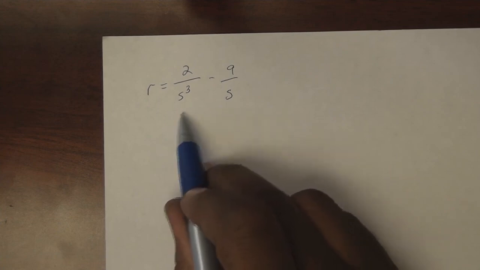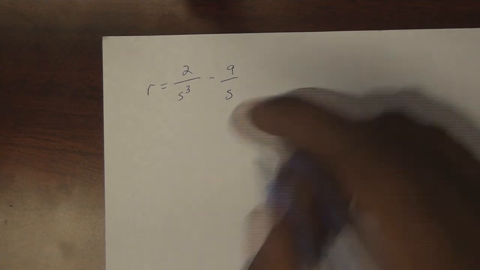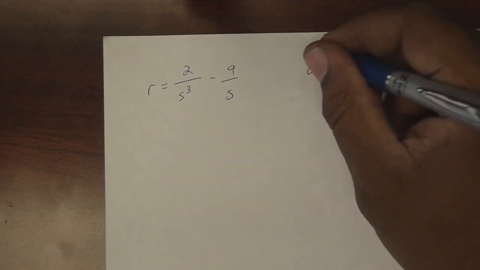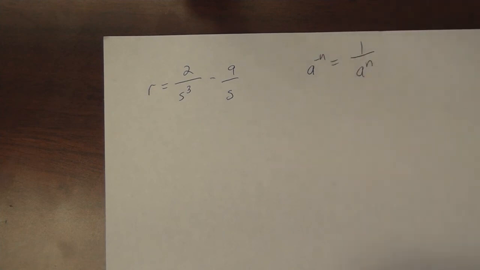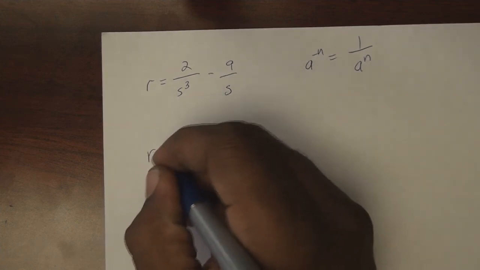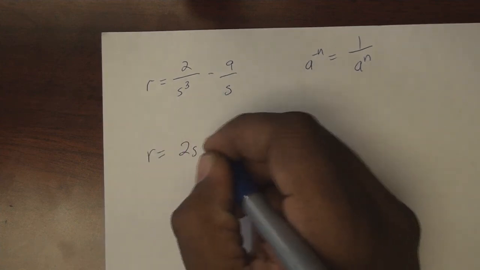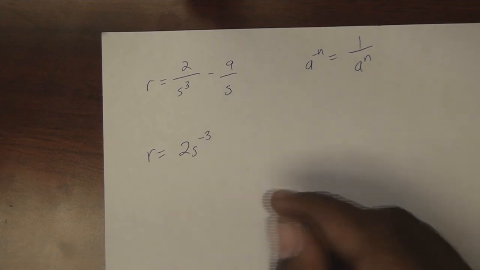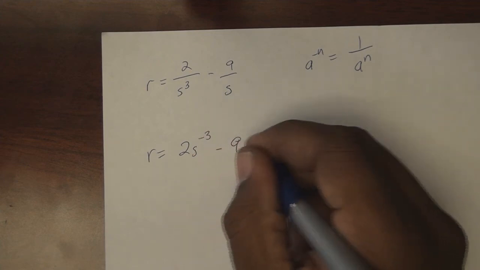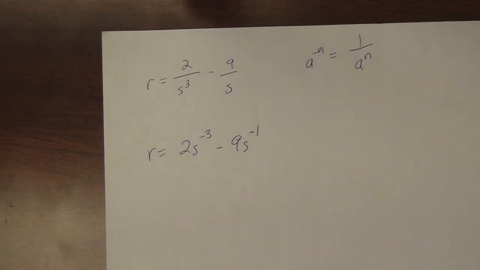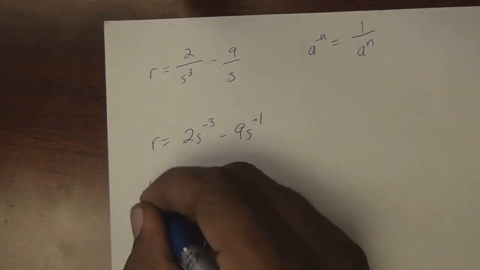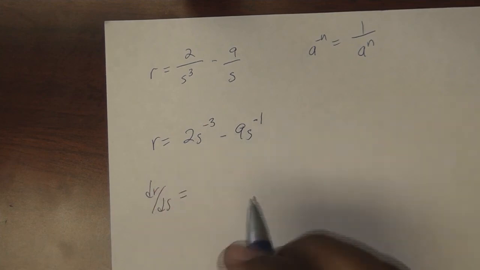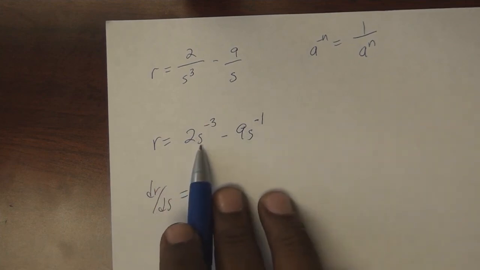And the first thing I'll do is use the rule for negative exponents. It states that a to the negative n is equal to 1 divided by a to the positive n. So I'll rewrite the function as 2 times s to the negative 3rd power minus 9 times s to the negative 1st power. When we find our derivative, dr ds, we'll simply use the power rule.